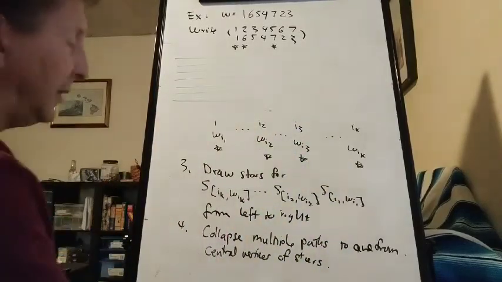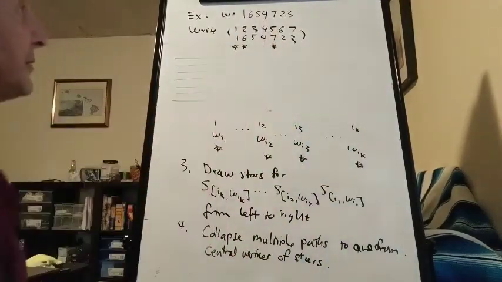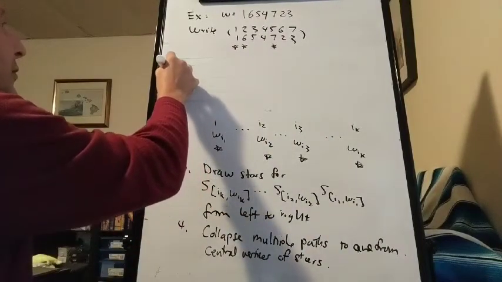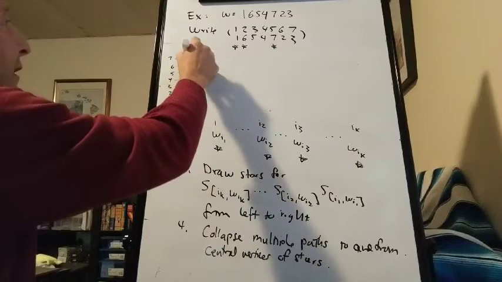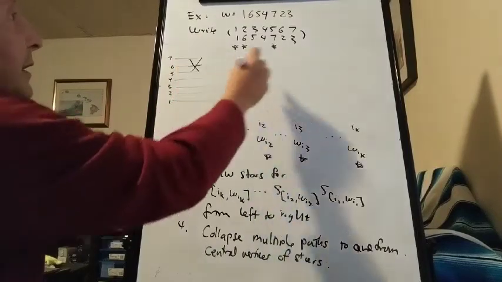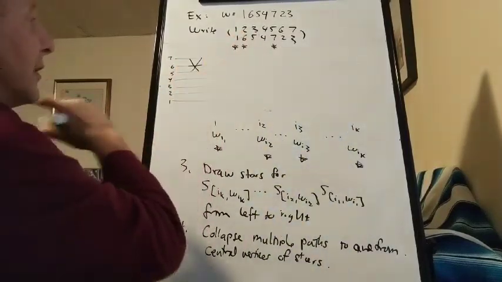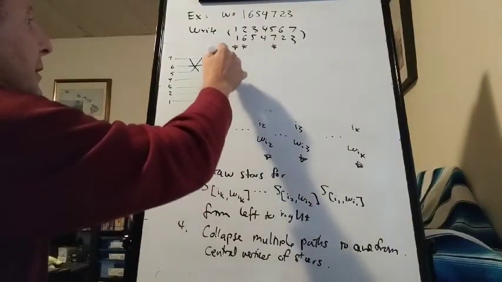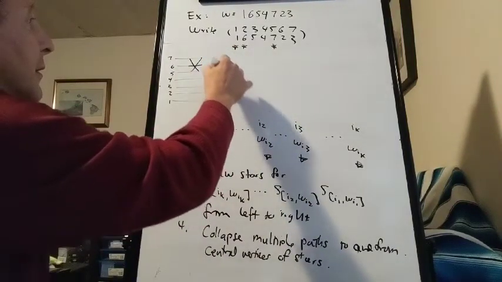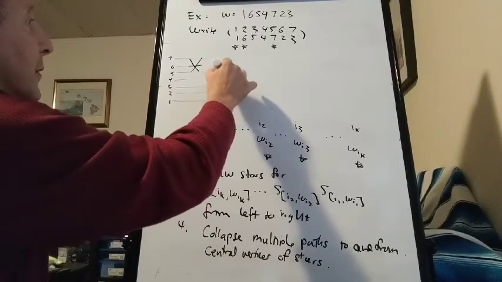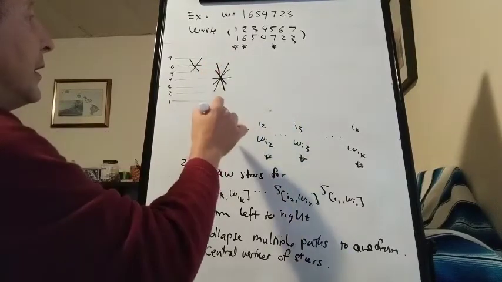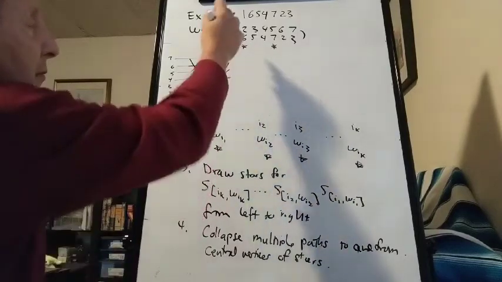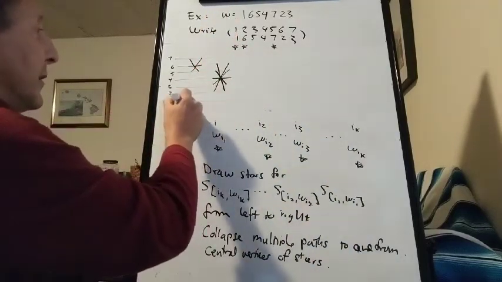All right, then we take the 5, 7 star. 1, 2, 3, 4, 5, 6, 7, so that goes right here. And then the 2, 6 star, 2 to 6 is a big star. And then we have the 1, 1 star, so that's sort of an empty star, just a horizontal line.